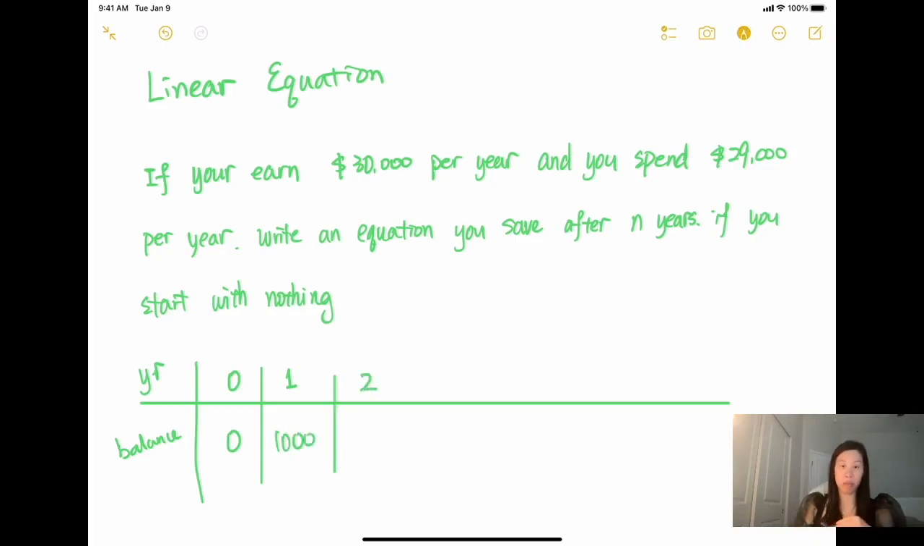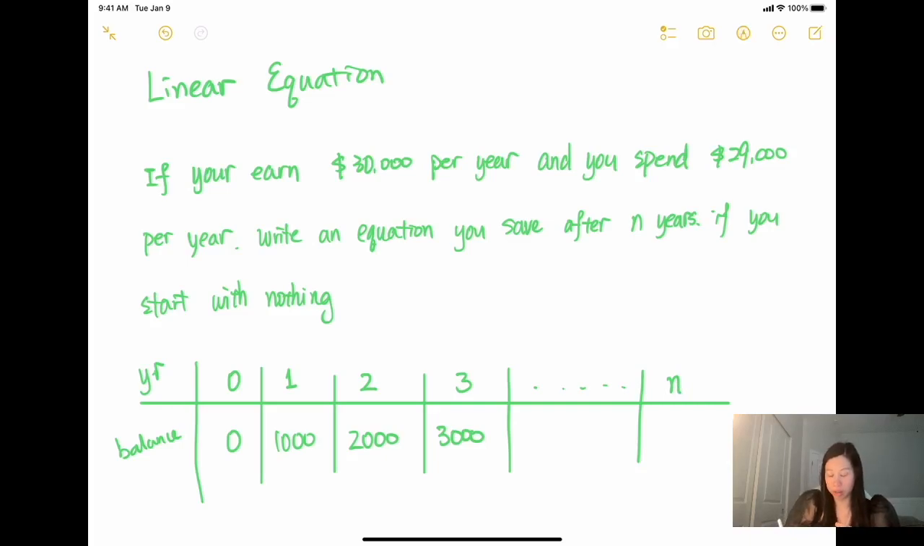On the second year, you still save another 1,000, right? So after 2 years, your total balance in your bank account should be 2,000. After 3 years, you open your bank account and you have 3K, and so on. After 8 years, how many thousand do you have? You have n times 1,000, because each year you save 1,000. So here is the pattern.